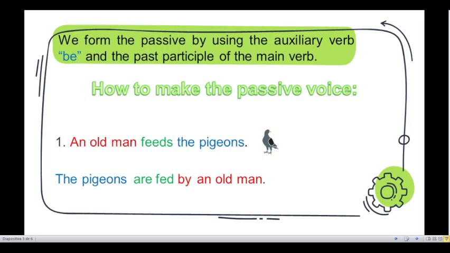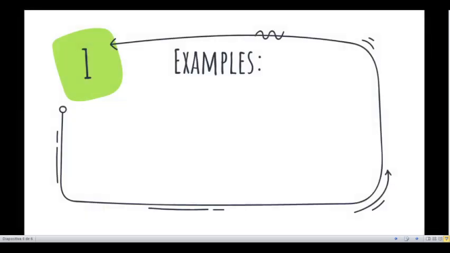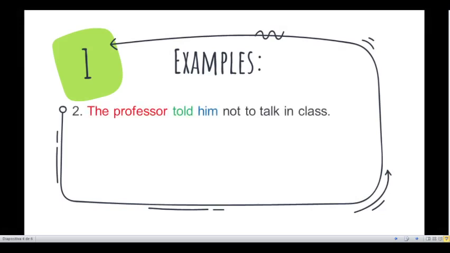Yes, excellent. Let's continue with more examples. Number 2. The professor told him not to talk in class. Let's repeat the process. The professor, subject. Told, verb. Him, object. Not to talk in class is the complement, but don't worry. The complement will always be at the end of the active or passive sentence.